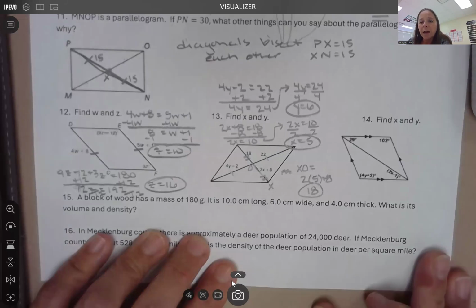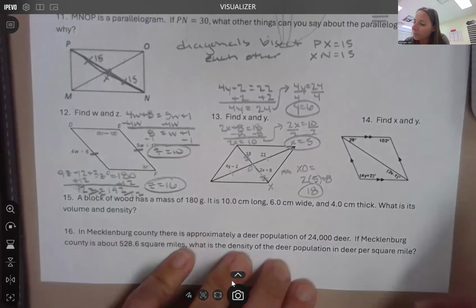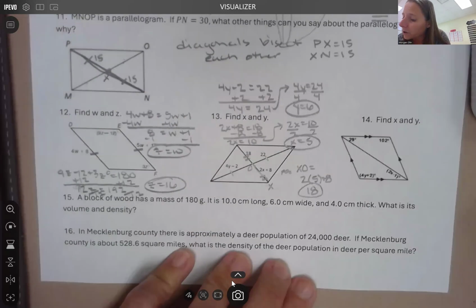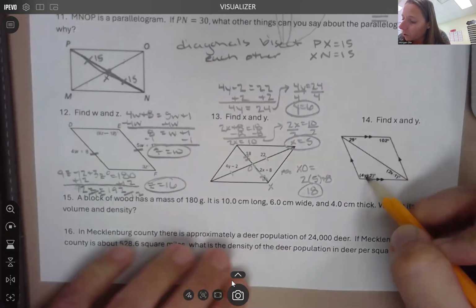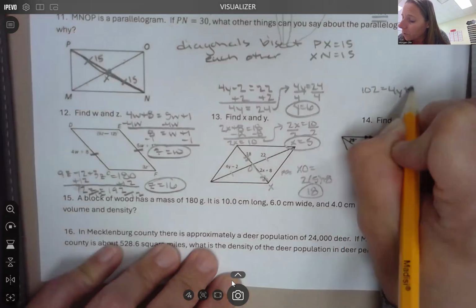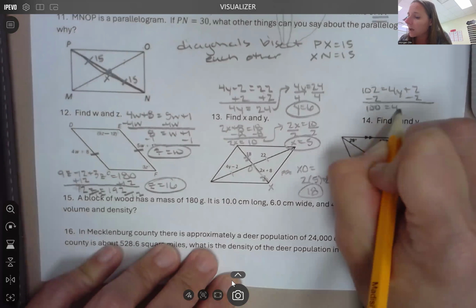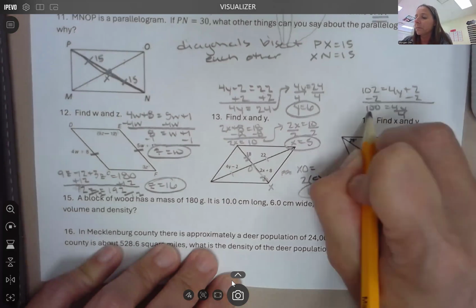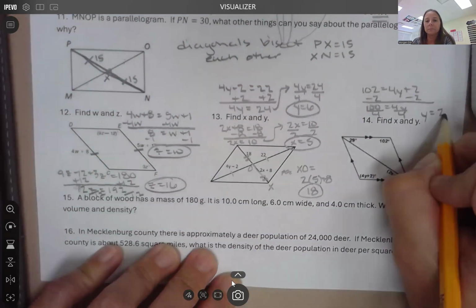Now, this one, again, this is a parallelogram. Okay, use your properties. Right here, opposite angles are equal. So 102 equals 4y plus 2. Subtract 2. So I get 100 equals 4y. And when I divide by 4, what's 100 divided by 4? You should be getting 25.